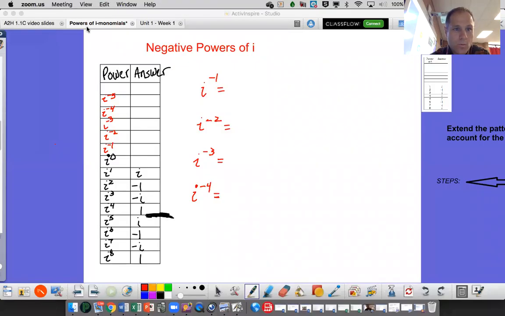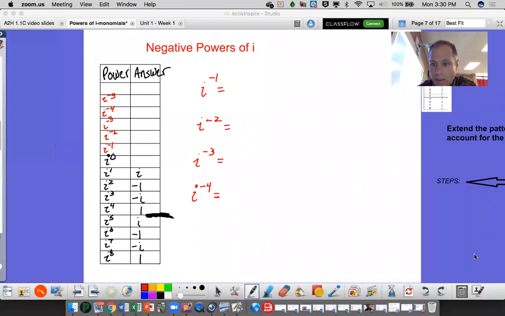Today I'm going to show you a little bit about simplifying powers of i, specifically with negative powers of i. So let me show you, first of all, what we started in our previous video, which were all the positive powers of i, and build off of that so we can get into these negative powers of i.